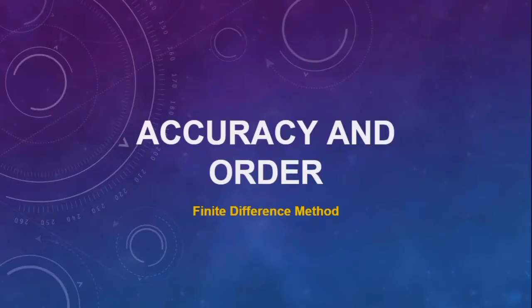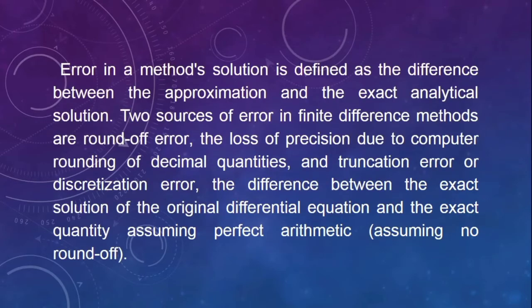Accuracy and order of finite difference method. Error in a method solution is defined as the difference between the approximation and the exact analytical solution. Two sources of error in finite difference methods are round-off error, the loss of precision due to computer rounding of decimal quantities, and truncation error or discretization error, the difference between the exact solution of the original differential equation and the exact quantity assuming perfect arithmetic, assuming no round-off.